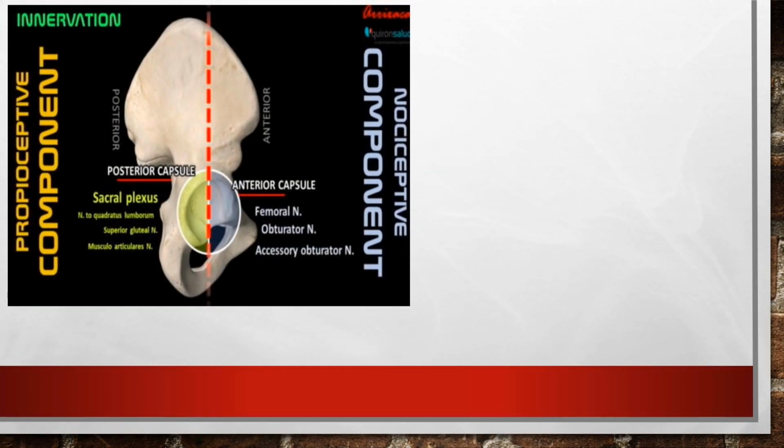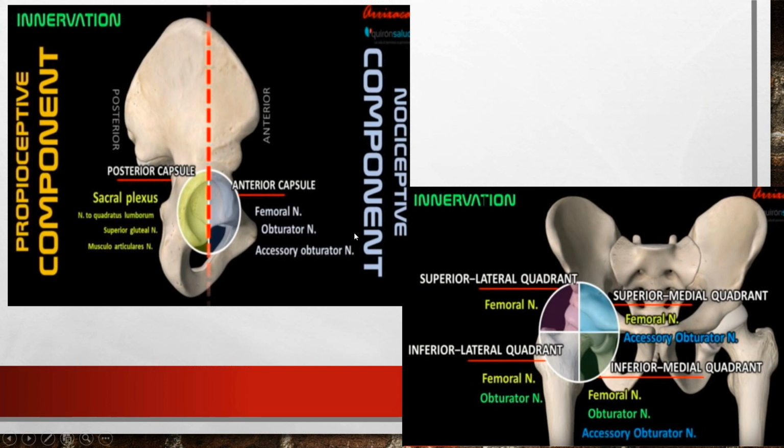So the innervation of the hip joint, if we divide it into anterior and posterior, the anterior part is the nociceptive component, innervated by the femoral nerve, obturator nerve, and accessory obturator nerve, whereas the posterior side from the sacral plexus is a proprioceptive component from the nerve to the quadratus femoris, superior gluteal nerve, and muscular articular nerves. Looking further from the anterior point of view, it divides into superior, inferior, medial, and lateral, so four quadrants. Most nerves lie at the inferior lateral quadrant, which is femoral and obturator, and the inferior medial quadrant is innervated by femoral, obturator, and accessory obturator nerves.